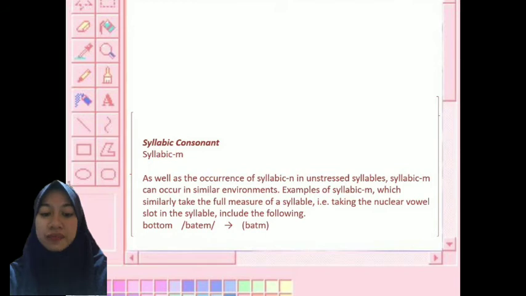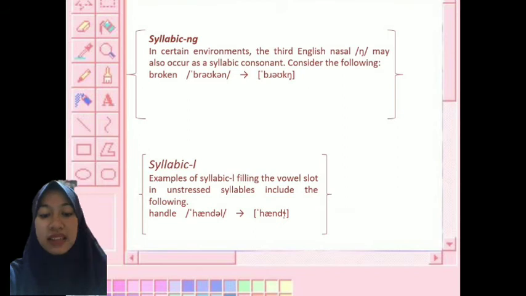Okay, next, syllabic N. In certain environments, the third English nasal N may also occur as a syllabic consonant. Consider the following: broken. Here the sequence is compressed. Such compression could plausibly yield a syllabic N in the nuclear vowel slot, broken. Further, in some instances, the occurrence of a velar plosive, here K, adjacent to a nasal, here N, leads to the nasal assimilating a feature of the velar plosive.